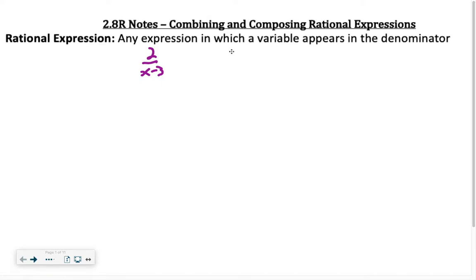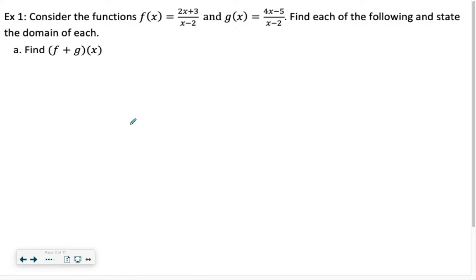Now, something that would not be a rational expression would be like x plus 2 over 7, right? Where we have no variable in the denominator, because I could just write this as x over 7 plus 2 over 7, right? Or 1/7 x. So this is not an example of a rational expression, okay? We have to have a variable in the denominator. So let's jump right into an example here of adding, subtracting, multiplying, dividing, and composing two rational functions.